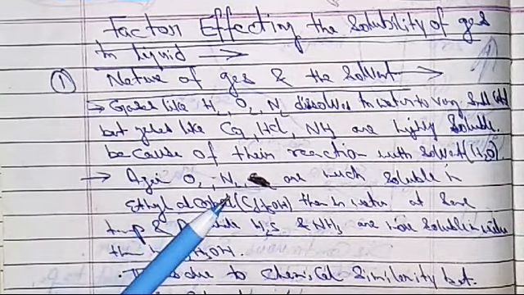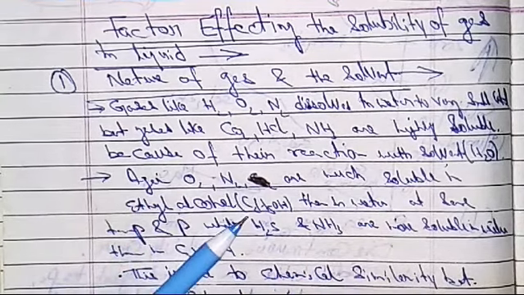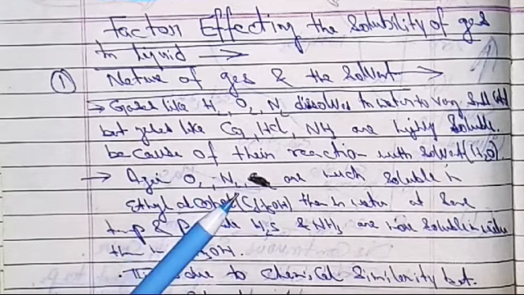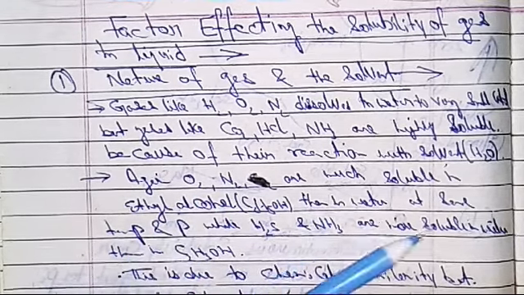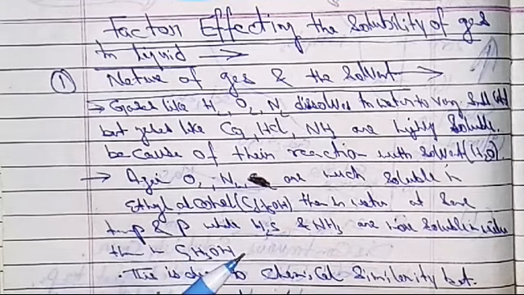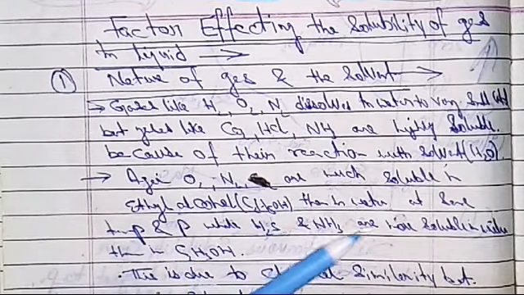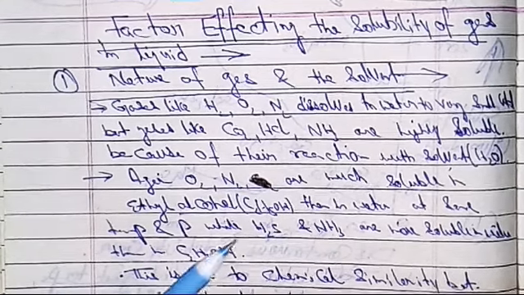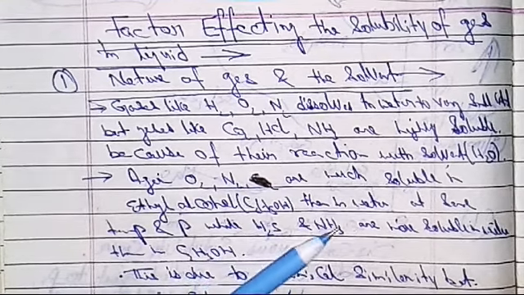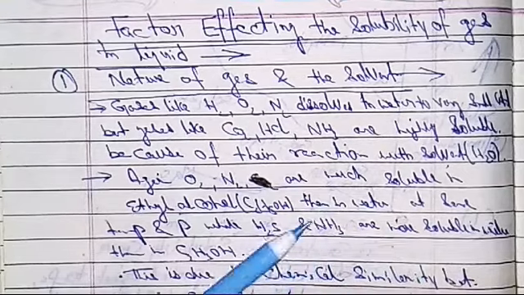Again, O2 and N2 are much more soluble in ethyl alcohol than in water at the same temperature and pressure. Why? Because O2 and N2 are non-polar, and ethyl alcohol is also non-polar. While H2S and NH3 are more soluble in water than in C2H5OH. Why? Because H2S and NH3 are polar, and water is polar.